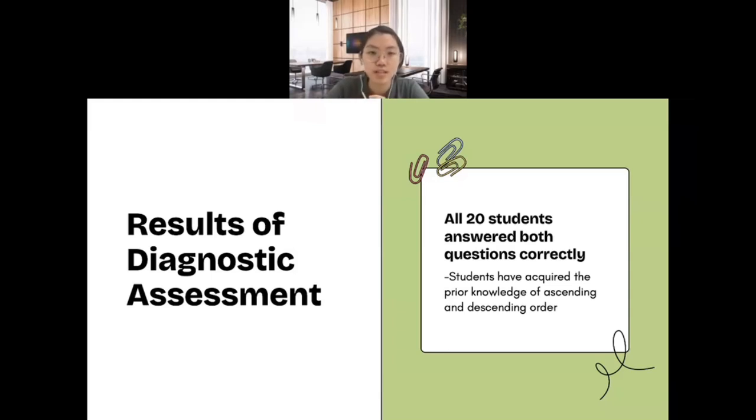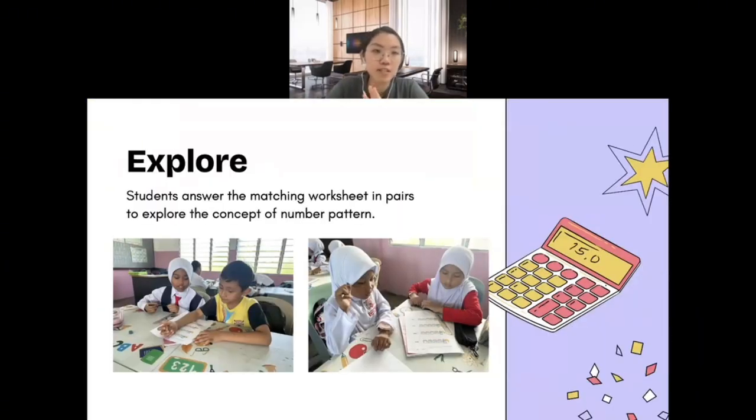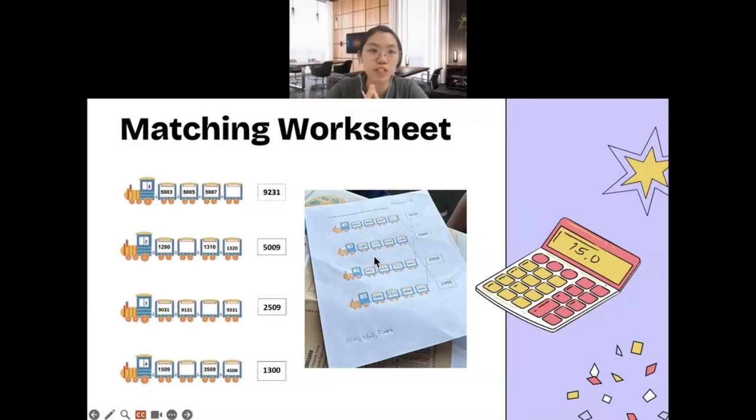these 2 questions. For the second phase, which is Explore, the students answer the matching worksheet in pairs to explore the concept of number patterns. The teacher acts as facilitator in this phase. This is the matching worksheet. For the first question, the number pattern is increasing in twos. For the second, increasing in tens. And for the third question, increasing in hundreds. And for the fourth question, increasing in thousands.